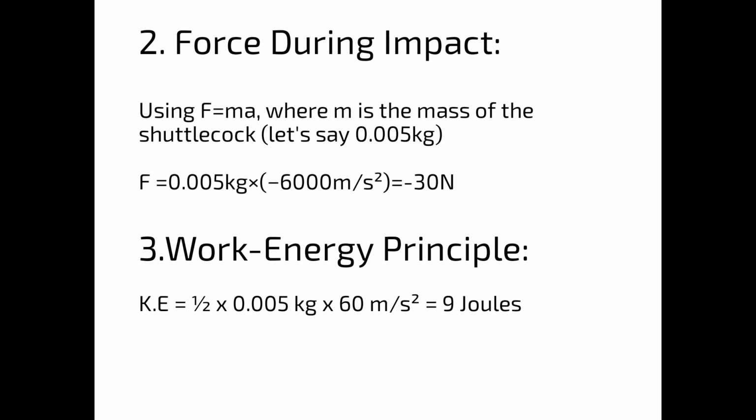Number 3. Work-energy principle. Calculate the kinetic energy just before impact. KE = 1/2 mv². So 1/2 × 0.005 kg × (60 meters per second)² = 9 joules. Sorry, 60 meters per second whole squared, which is equal to 9 joules.